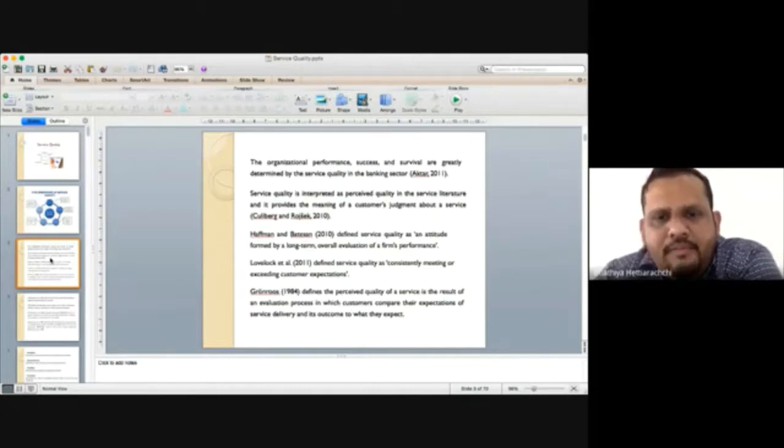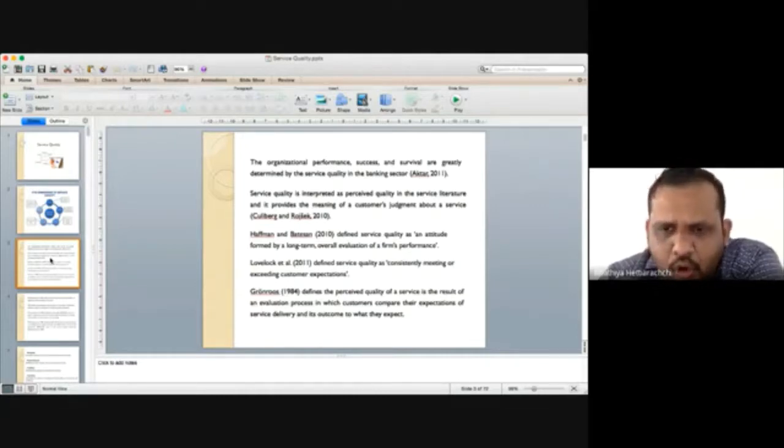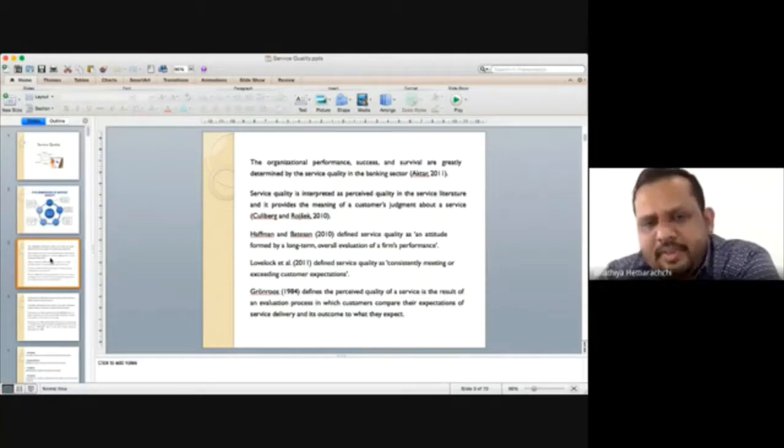Then if you look at Huffman and Betterson, they define service quality as an attitude formed by a long-term overall evaluation of the firm's performance. So in this research, what they say is that quality is not something that is generated with one encounter, but it is an attitude, right? It is a combination of thinking, feeling, and action towards a particular brand, which has developed over a long period of time based on the overall firm's performance.